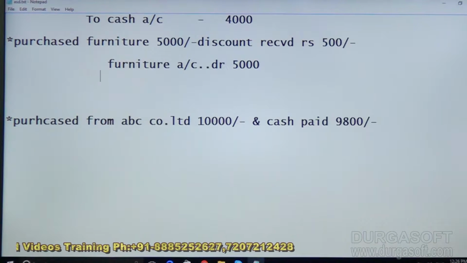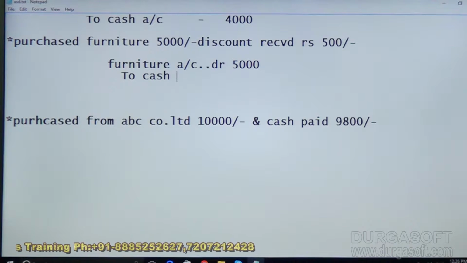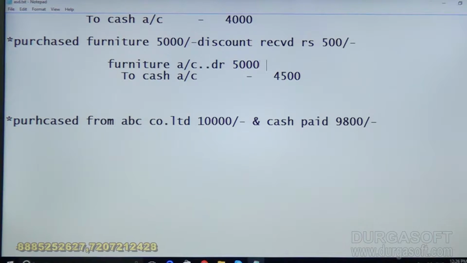To cash account, how much have we paid in cash? 4500. Have debit and credit been tallied? No. So the remaining 500, what is that? Discount received. Means the credit also we should tally.